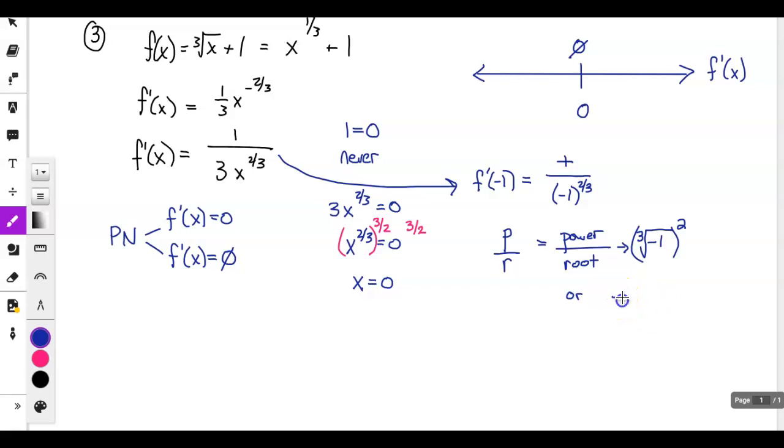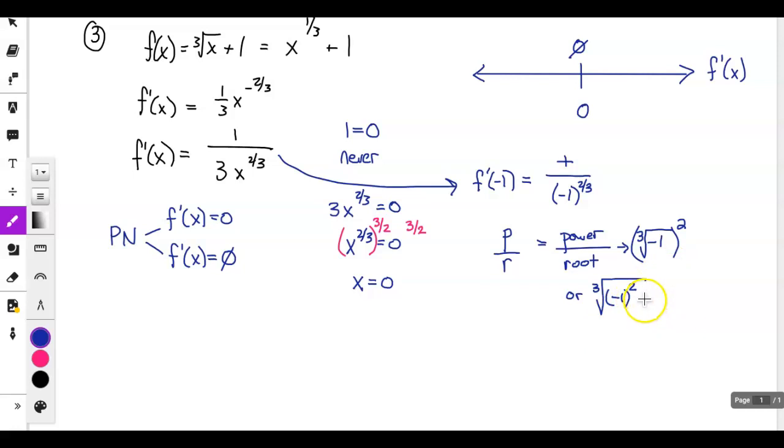Or you could do -1 and do the power first, so you could square it, and then when you're done with that, you could take the cube root. So whichever method makes more sense to you, you can do. If the number is bigger, you're going to want to do the root first every single time, because then you're going to make the number smaller. So you don't technically want to do the power first if the number is bigger. But again, just try it either way, and whichever way makes more sense to you.